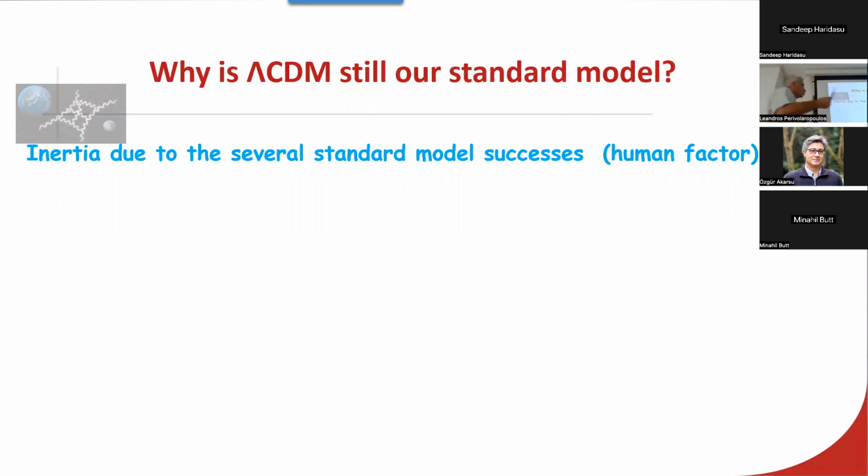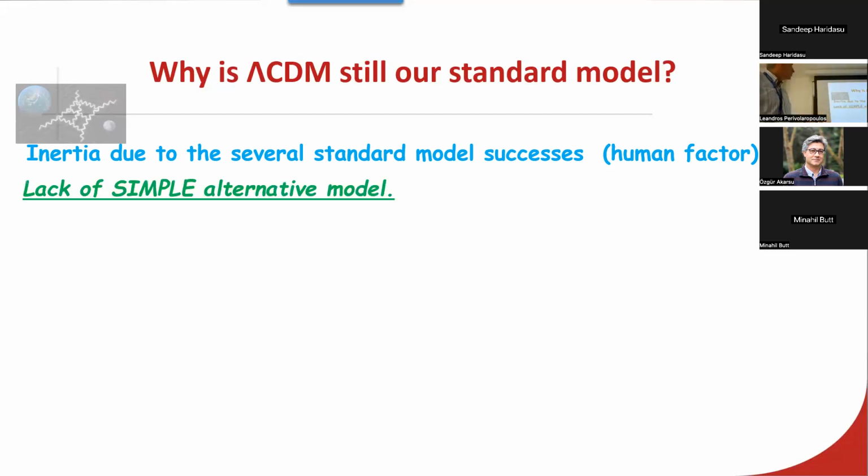So the human factor tends to be conservative. Most people have been working a lot of time on that. Why should I change model? I worked a lot on that. This is an important model, and it's simple also. The second reason, and the most important, is that there is a lack of a simple alternative. There are lots of alternatives, but with many parameters, and not only parameters, but also unjustified parameters. I mean, they are arbitrary.